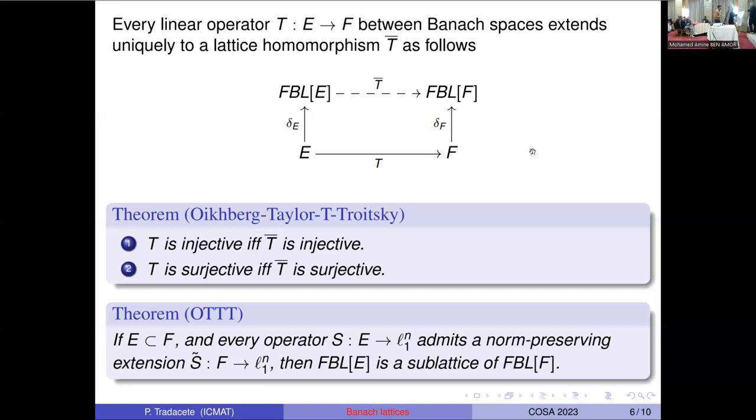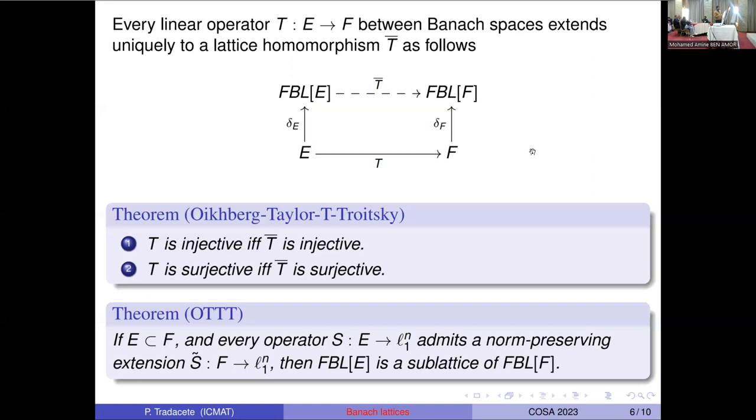So if you start with an exact sequence of Banach spaces, you just look at the corresponding free Banach lattices you get, right? What happens here is that, again, this extension is going to be injective, that would be the first line of the theorem. Of course, this would be surjective, right?